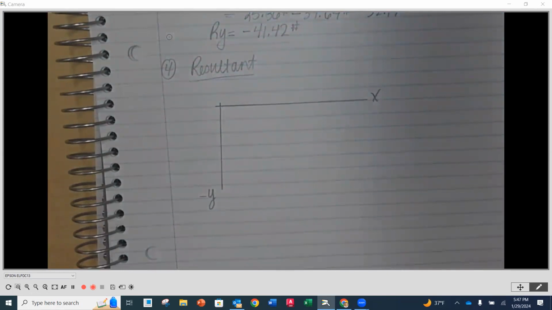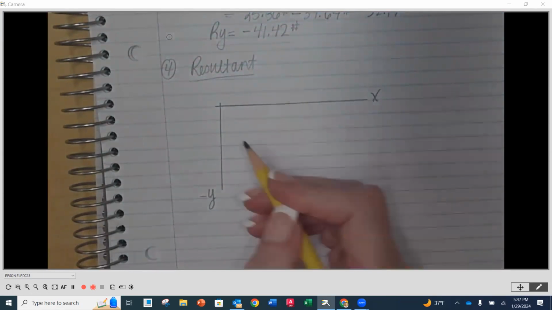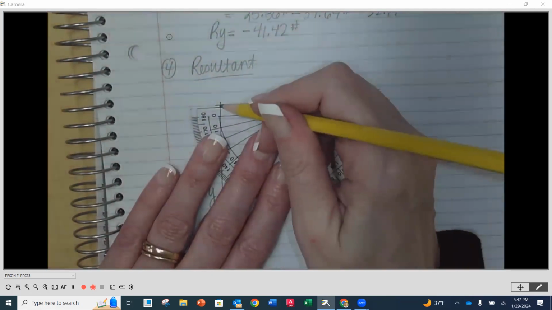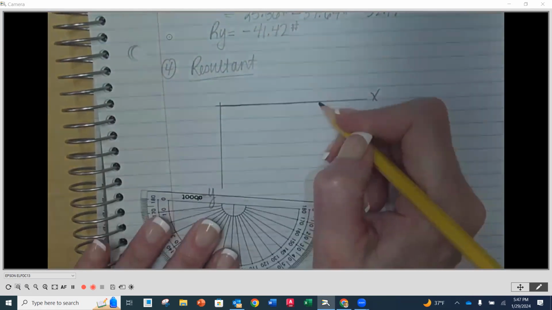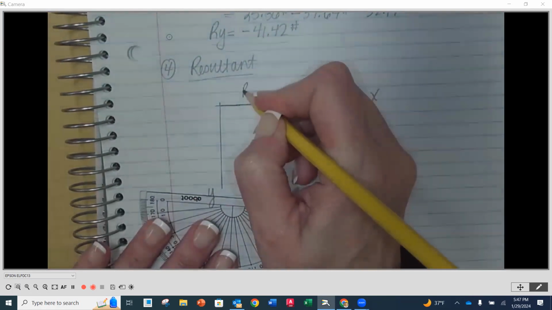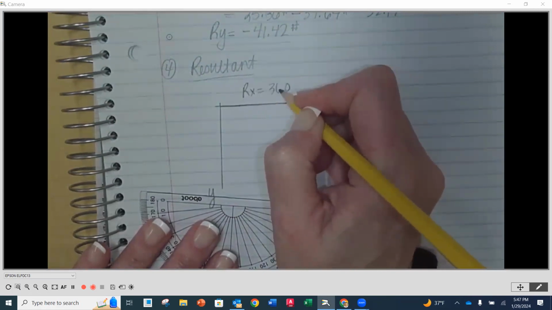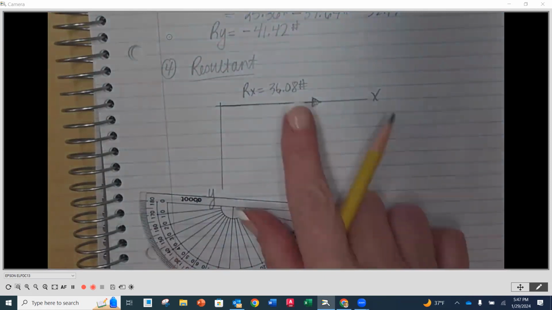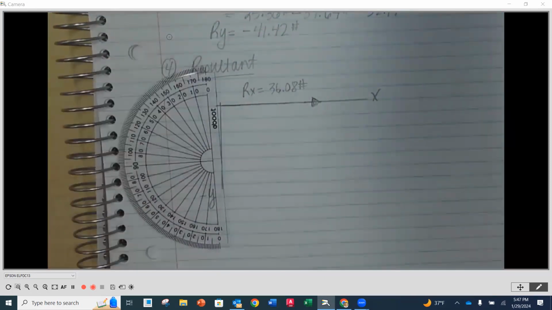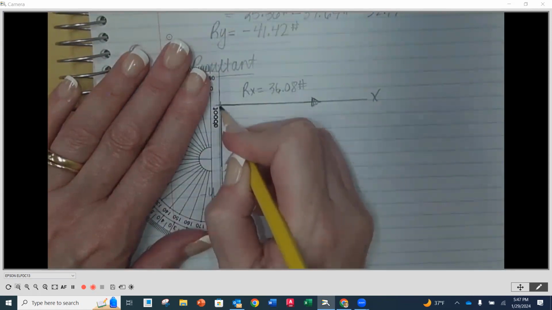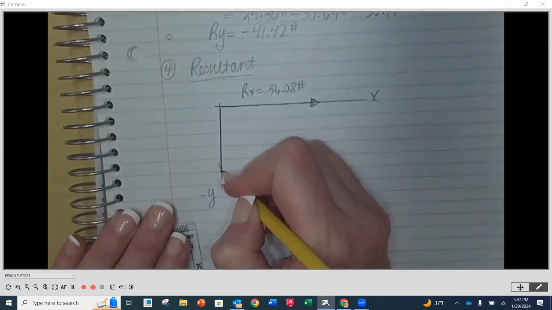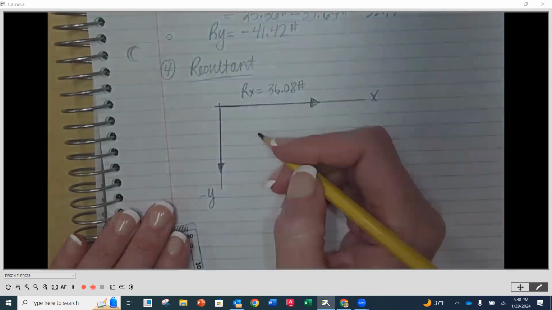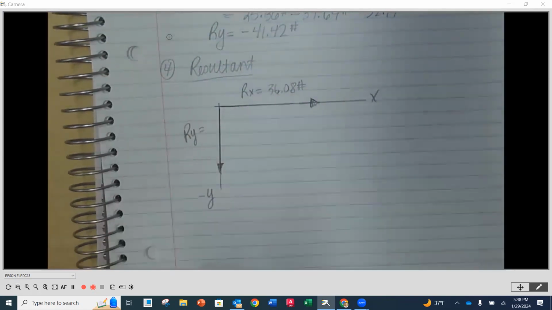Which quadrant are you in? Fourth quadrant, right. We've got a positive x-directed Rx, right? So we're going to draw that right along the x-axis. We're going to say Rx is equal to 36.08 pounds. Okay. And then we've got our Ry negative. The negative just says I'm pointing down. Okay. So when you draw this, you're going to draw it going down, the arrowhead along the y-axis, kind of in proportion. They're very close in size. This is going to be Ry is equal to, now, do not put the negative in front of the 41. Why not?